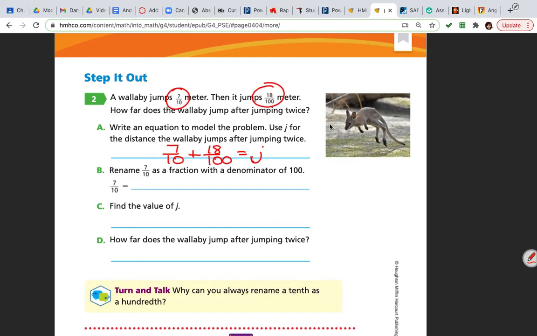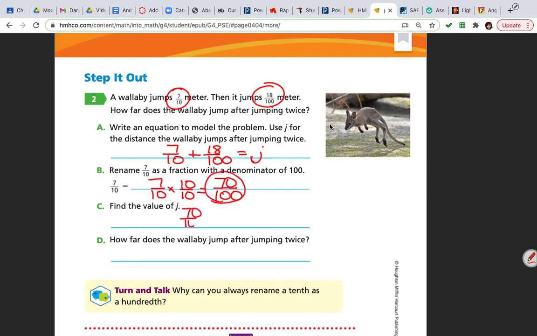Alright, so rename 7/10 as a fraction with a denominator of 100. We would say 7/10 times 10 over 10. So 7 times 10 is 70, and 10 times 10 is 100. So 7/10 is equivalent to 70/100. Now we're going to find the value of J. So now we can say 70/100 plus the 18/100.